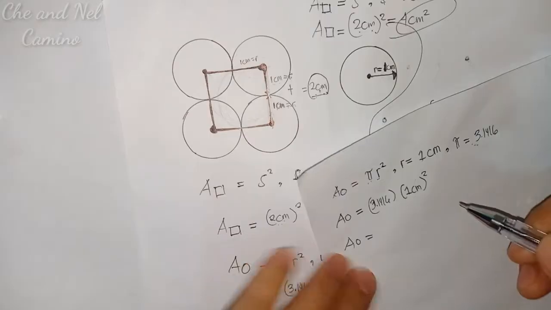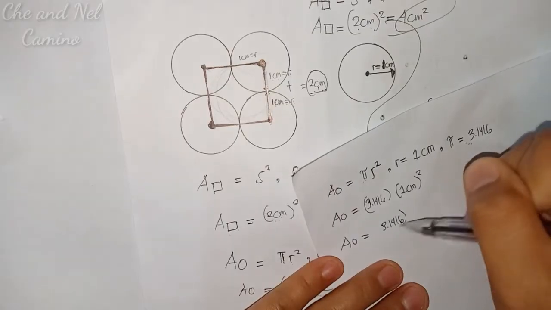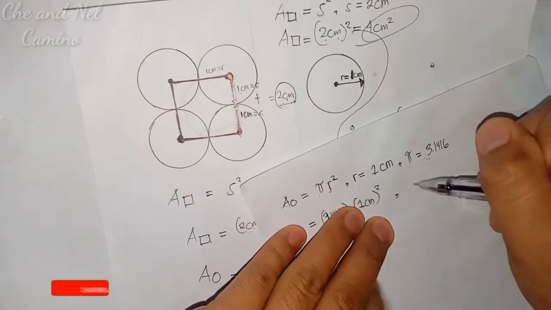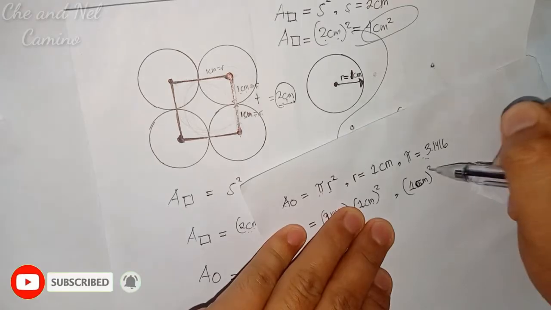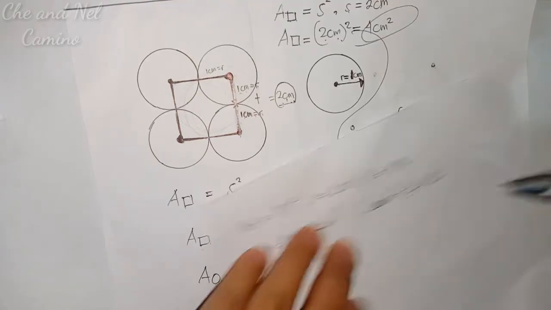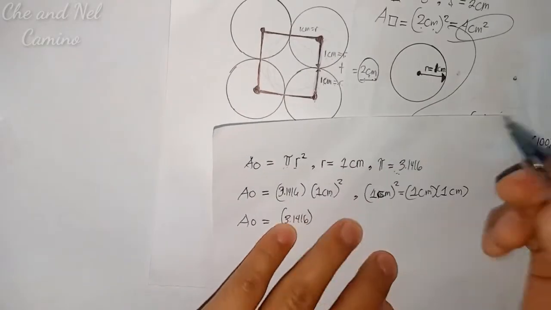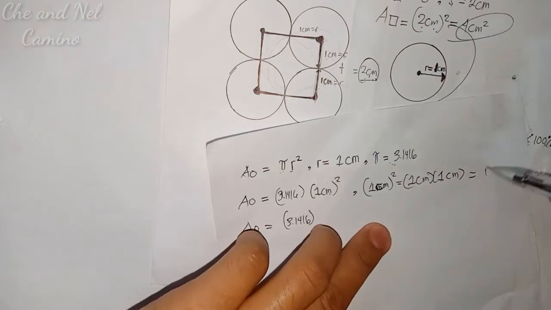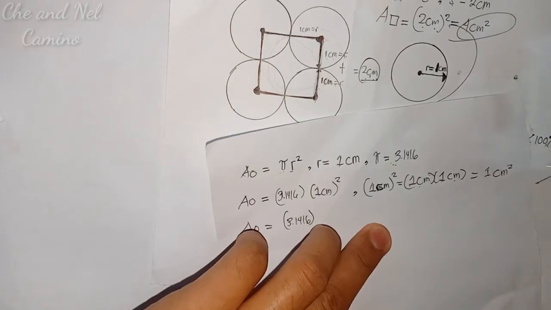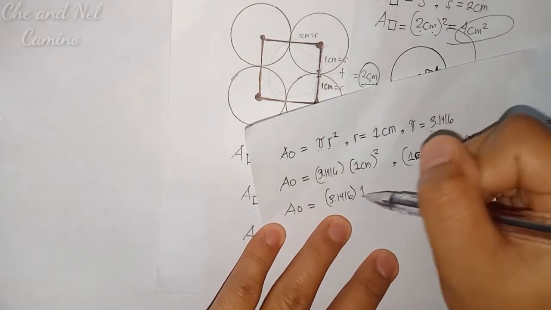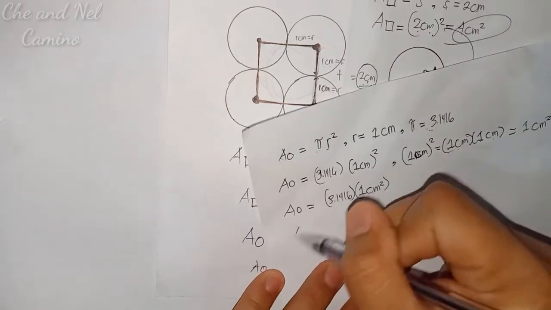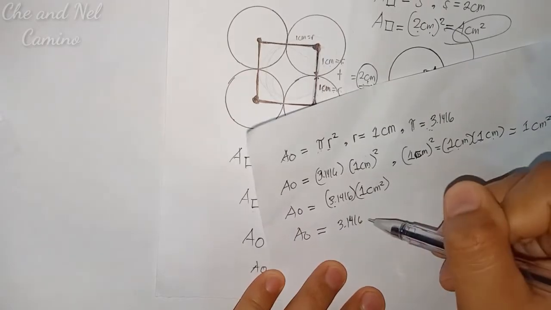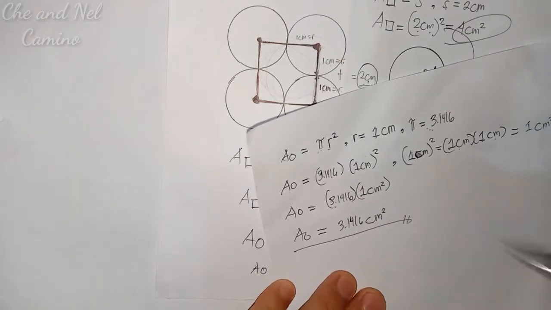So that means 3.1416 times 1 cm times 1 cm. Let me write here, 1 cm to the power of 2 is equal to 1 cm times 1 cm. For the numerical coefficient, 1 times 1 is 1. Then cm times cm is cm to the power of 2. So this will be 1 cm to the power of 2. The area of a circle is 1 times 3.1416, which is 3.1416 itself, centimeter to the power of 2. So this is now the area of our circle.